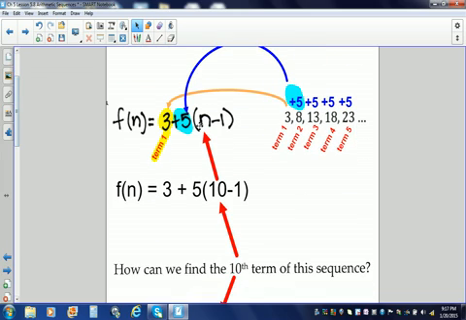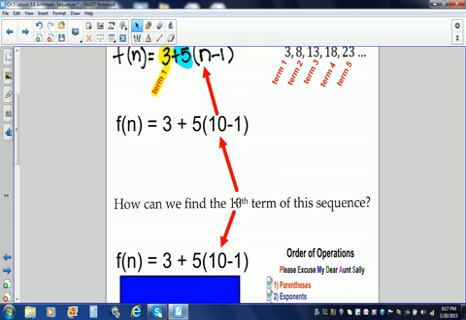So then I wrote the first term, which was 3. It went up by 5, so I put plus 5. Then I put parentheses, n minus 1. Mr. Phillips, what am I going to do with the n? Well, they asked me to find the 10th term. So I'm going to replace the variable n with 10 because they asked me to find the 10th term.